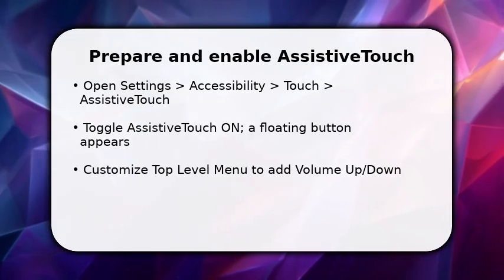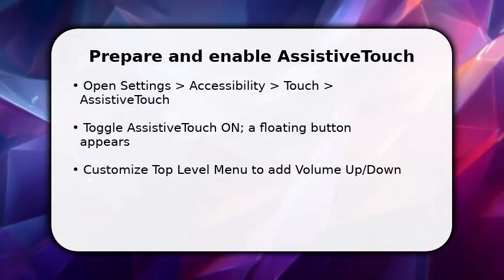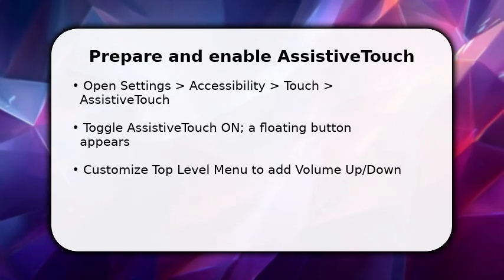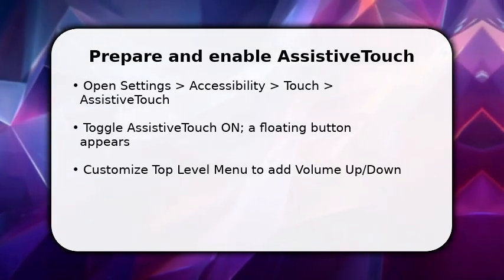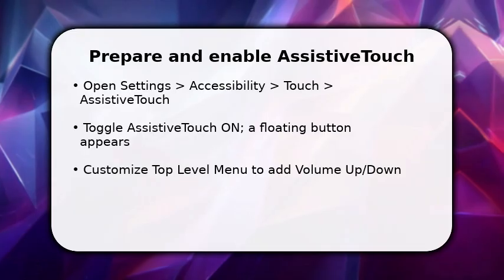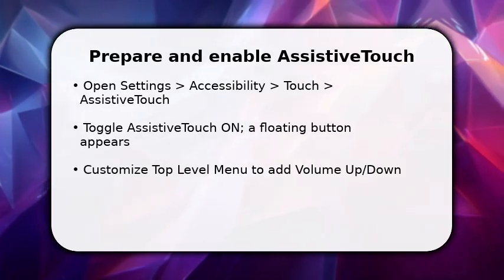Enjoy the video. You start by enabling Assistive Touch because it creates an on-screen control when hardware buttons fail. Open Settings, go to Accessibility then Touch, and tap Assistive Touch. Turn it on, you'll see a floating button.